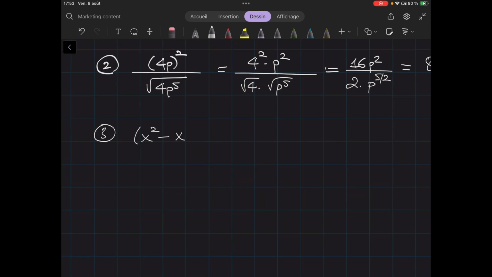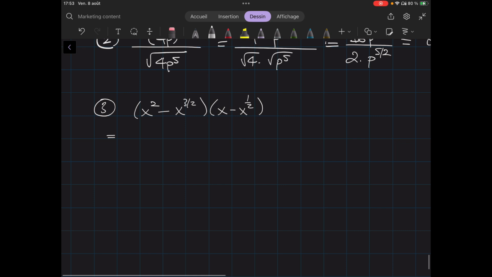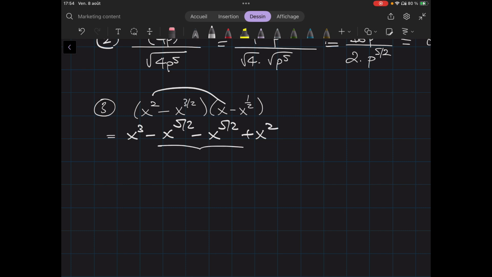x squared minus x to the 3 by 2, x minus x to the 1 by 2. Okay, so let's multiply. x squared times x. x squared times x to the negative 1 by 2. x to the 3 by 2 times x. x to the 3 by 2 times x to the 1/2. Simplify the middle term, and you're done.